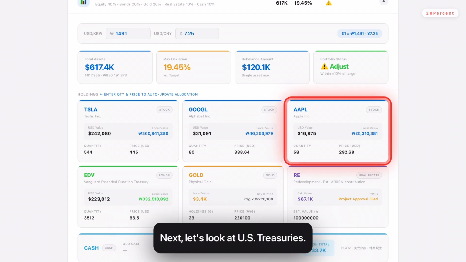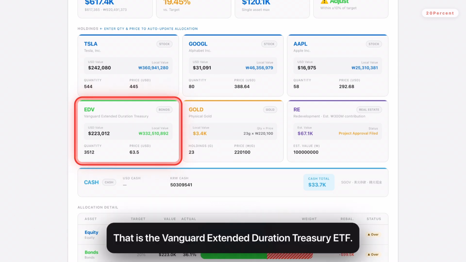Next, let's look at U.S. Treasuries. I hold EDV. That is the Vanguard Extended Duration Treasury ETF. It is one of the longest duration U.S. Treasury ETFs.